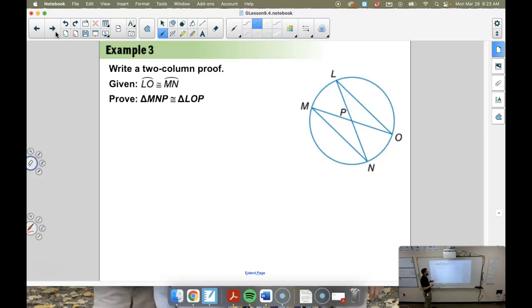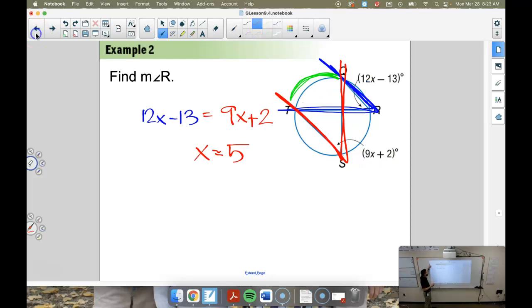But they didn't ask for what X was. They asked for angle R. Yeah, 47. Okay, so what do you have to do? Plug X back in. Freedom for you guys in this case.